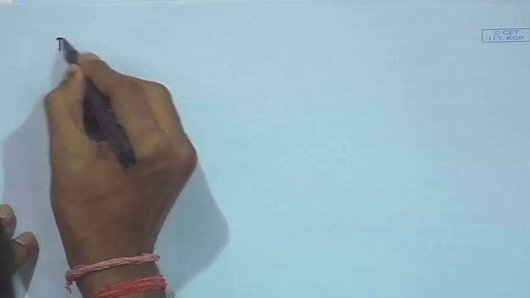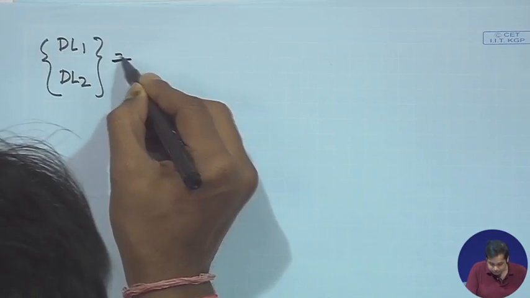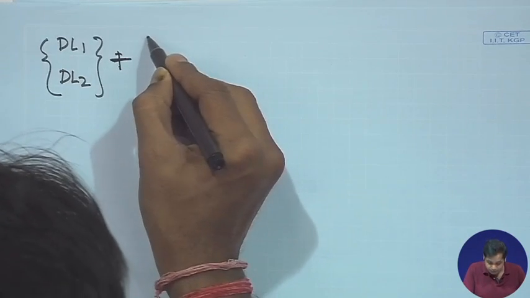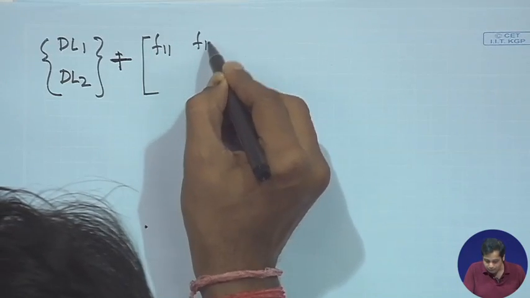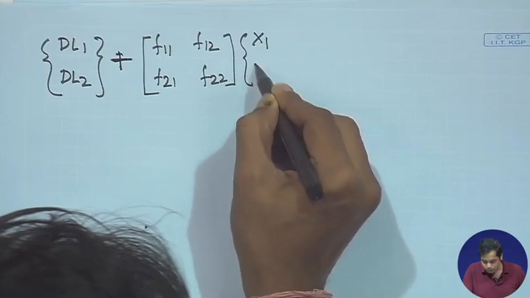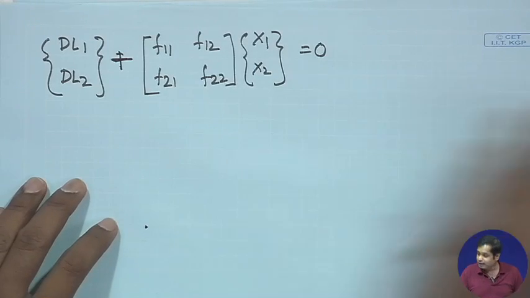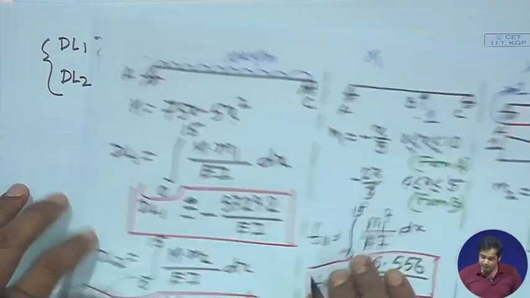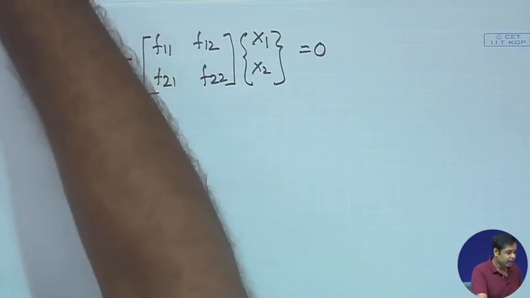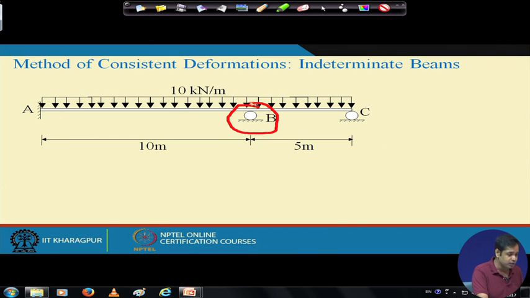And what is the compatibility condition? Compatibility condition is DL1, DL2, similar compatibility condition we have used for truss problem as well. This is F11, F12, F21, F22, and then x1, x2, this is equal to 0. What it means? It says that displacement at point B is equal to 0, and the rotation at point A is equal to 0.